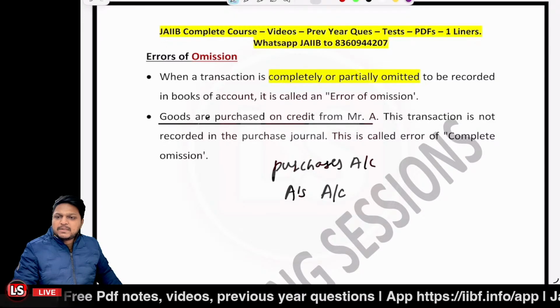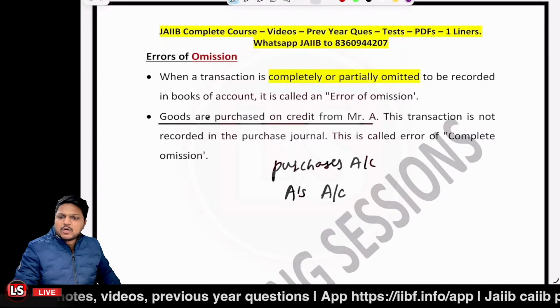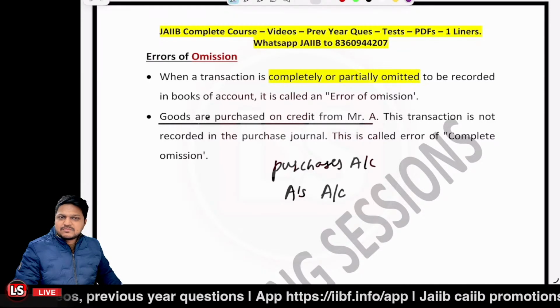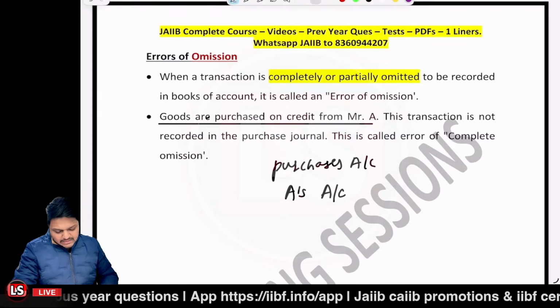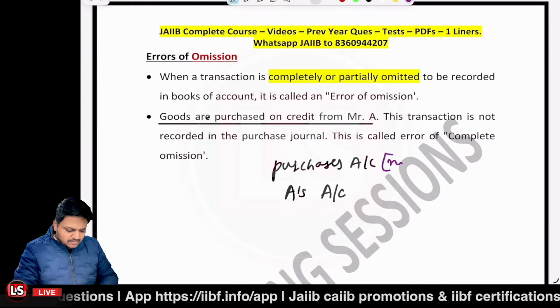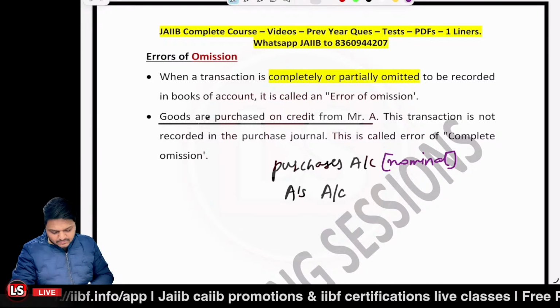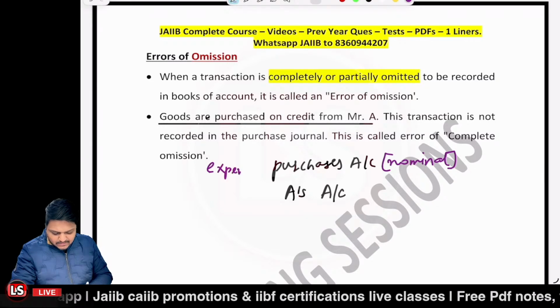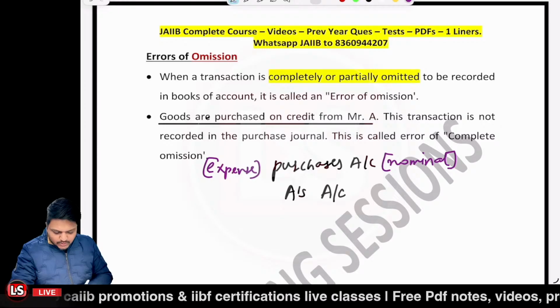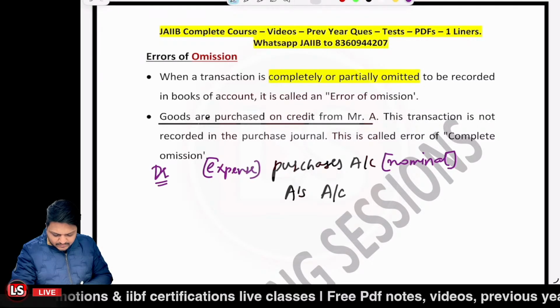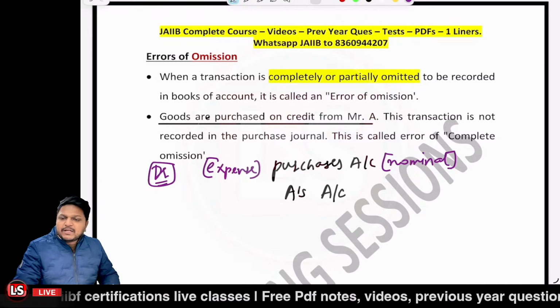Kindly do answer. Purchases account is which type of account? It is a nominal account. Purchases is an income or expense? It is an expense. So it should be debited. It should be debited, right?